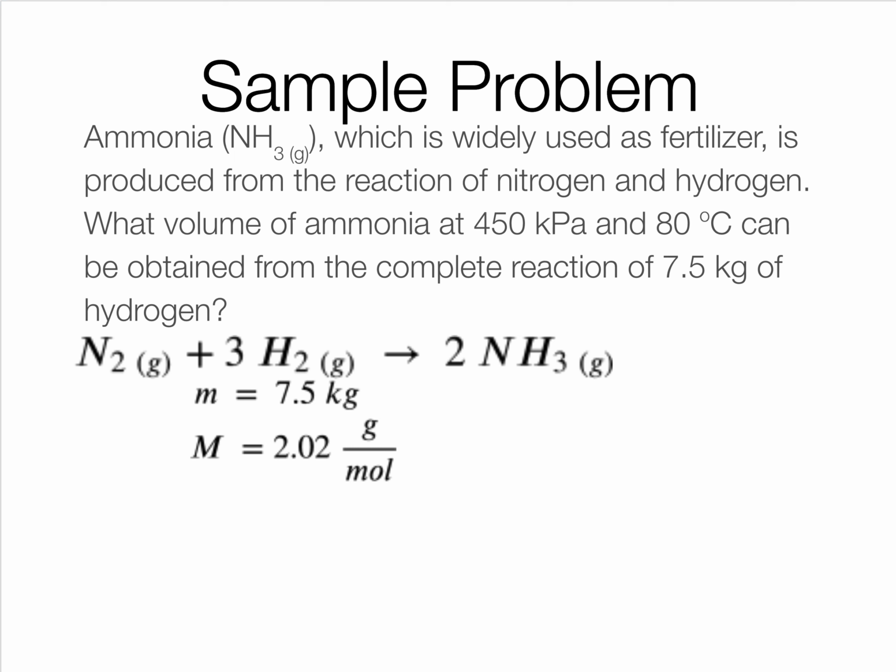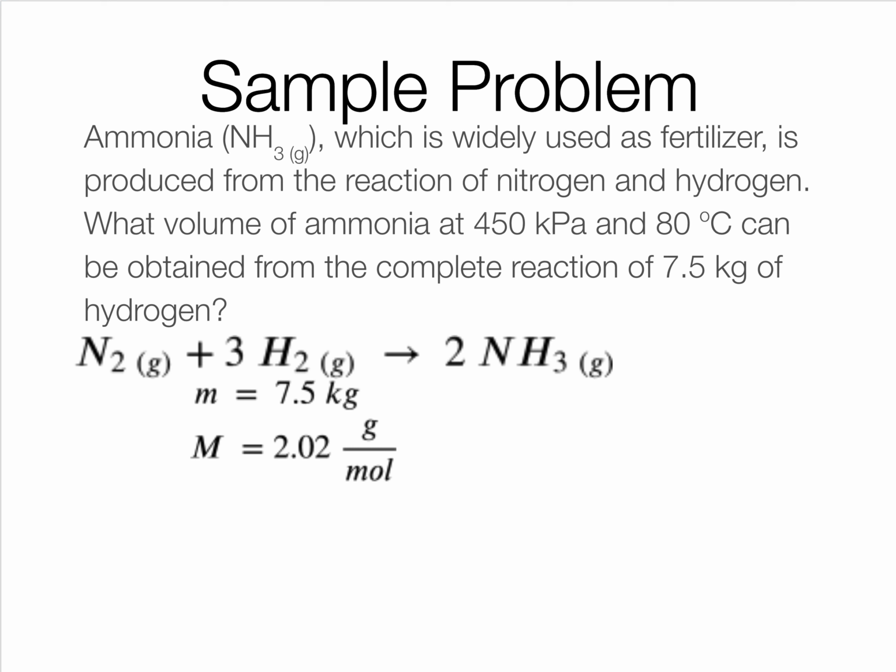First thing I'm going to do is write down my knowns for hydrogen gas. We are told that 7.5 kilograms of hydrogen react. So I can write that down. And remember, hydrogen is H2. So it's not 1.01 grams per mole, it's 2.02 grams per mole because there's 2 hydrogen atoms.